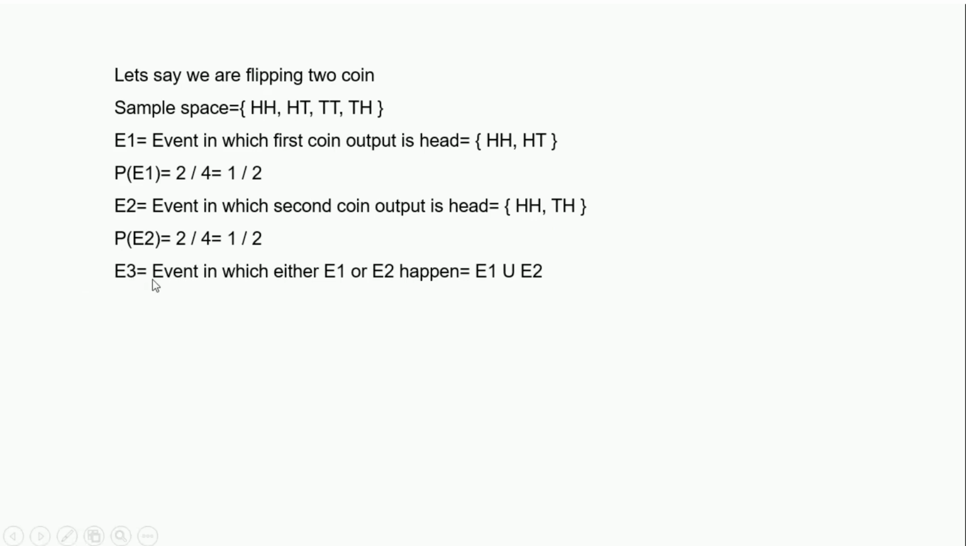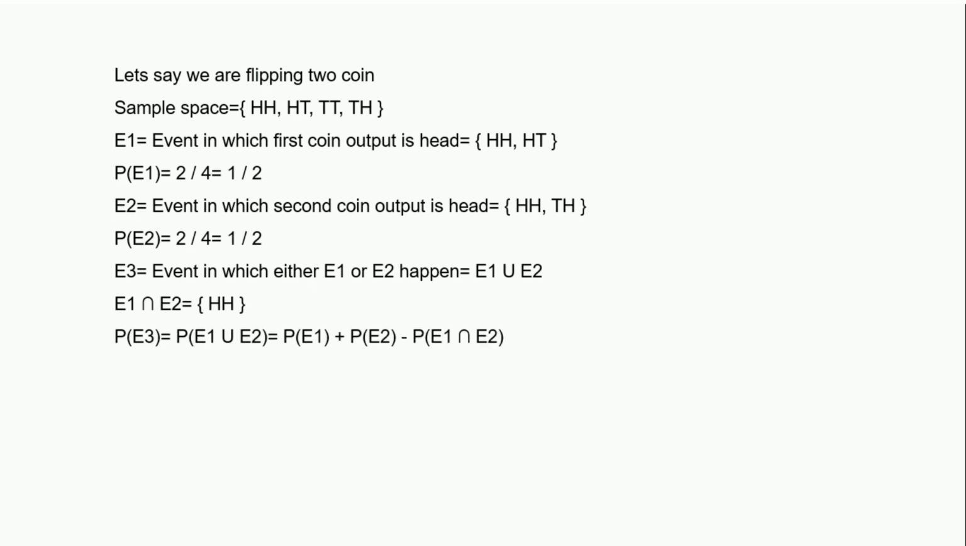And there is an event E3 which says the event in which either E1 or E2 happens. Therefore event E3 is E1 union E2. To find the probability of E1 union E2, we first need to know whether these two events are mutually exclusive or not. For this, we need to know what E1 intersection E2 is. E1 intersection E2 gives us this one, meaning there is something common between them. Therefore, these two events are not mutually exclusive.